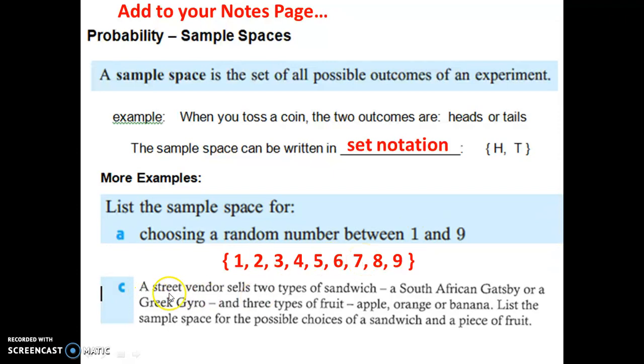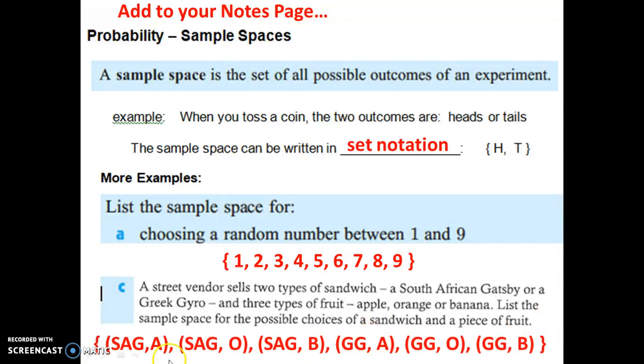Okay, C. A street vendor sells 2 types of sandwich, a South African Gatsby or a Greek hero sandwich, and 3 types of fruit, apple, orange, and banana. List the sample space for the possible choices of a sandwich and a piece of fruit.